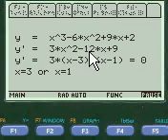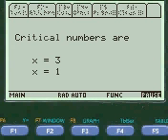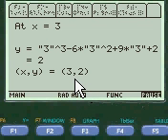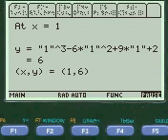We find the derivative of the original function, and then we factor the derivative to get what the values for x are. Critical numbers are 3 and 1. And we come to our first maximum or minimum, 3, 2. We don't know that yet until we do a test.